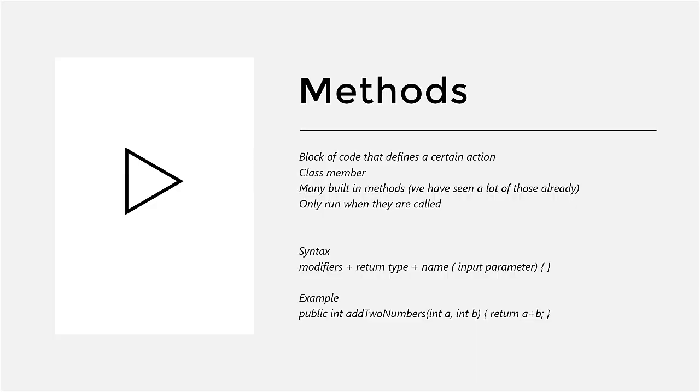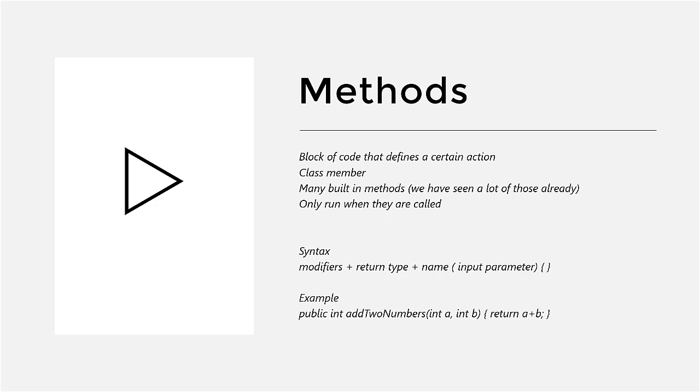Right now, we're finally going to discuss methods in Java. Methods are blocks of code that define a certain action or series of actions. And they are class members, meaning that they belong to some sort of class. Or instance of a class, to be more precise, but you'll see that later.